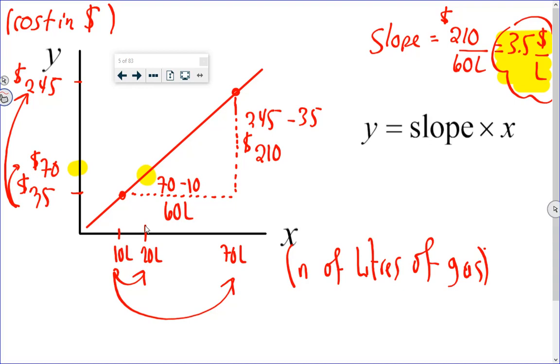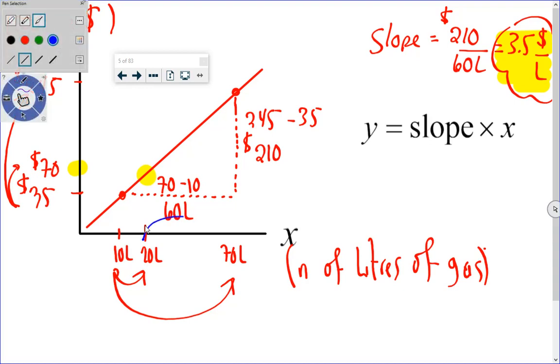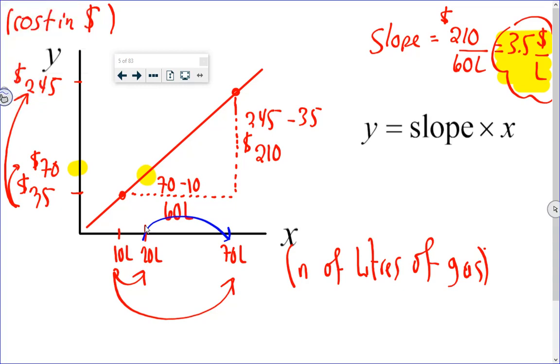Excellent. What would you have to multiply 20 by to get to 70? Well, I think it happens to be 3.5. So to go from 20 to 70, you multiply by 3.5. To go from this to this, do we multiply by 3.5? 20 liters is $70, so let's multiply 70 by 3.5. Does it give us 245? It does. This is the idea behind a proportionality.